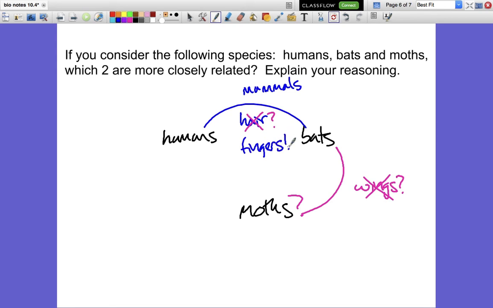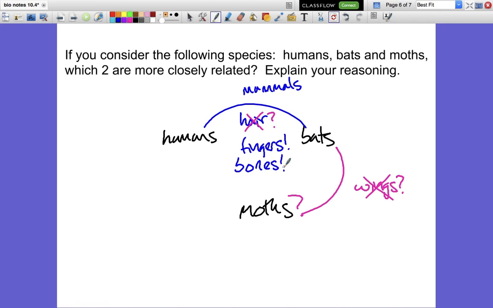So when I have these fingers that are a little elongated with webbing to connect them so you can catch that air and fly, bats are much more closely related to humans from that standpoint alone. Or you could have gone with an even more obvious answer, just the fact that bats and humans have bones would make them more closely related to each other than that insect that just has an exoskeleton.